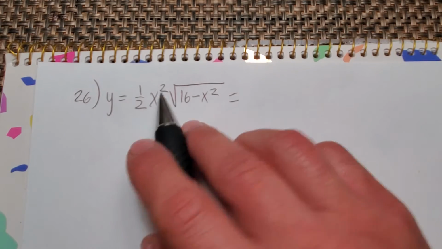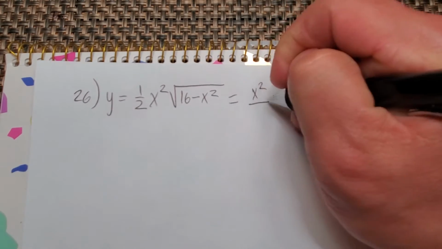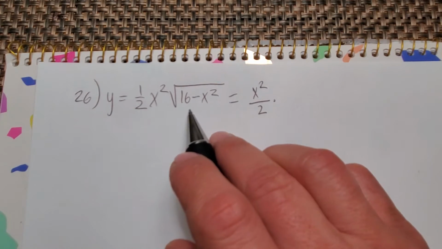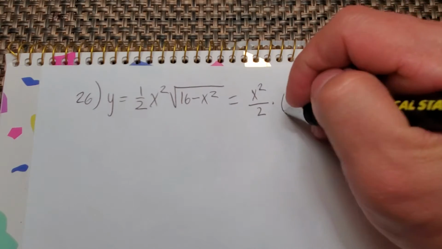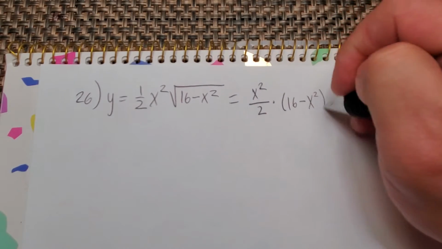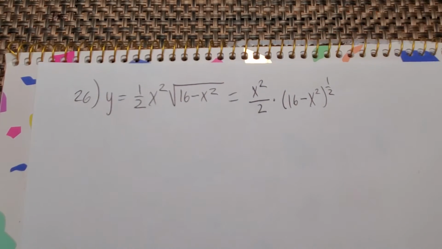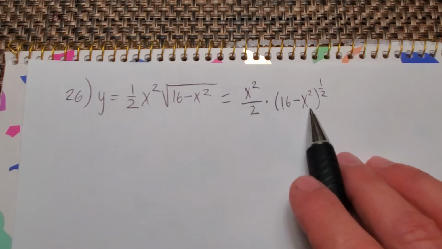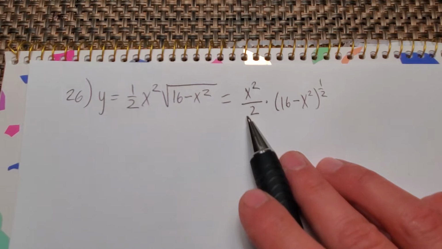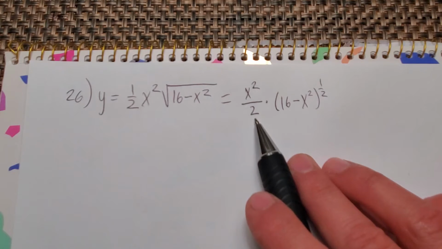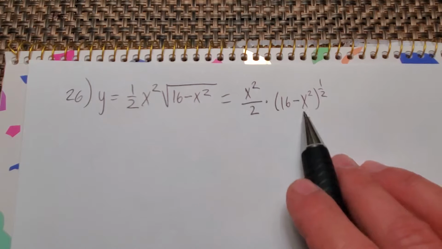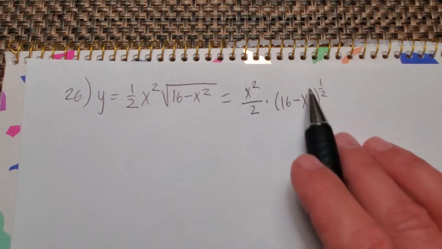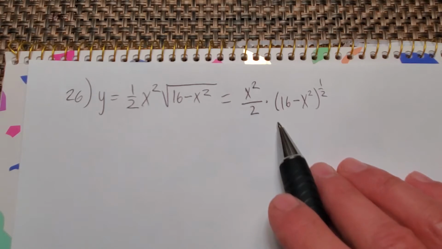So 1/2 times x squared, I'm going to write that as x squared over 2, times, instead of the square root of 16 minus x squared, I'm going to write that as 16 minus x squared to the 1/2. So now I can see what I have. I have a product of two factors. On the left-hand side, we have x squared over 2. On the right-hand side, we have 16 minus x squared to the 1/2. So in order to find the derivative of this, I need to use the product rule.